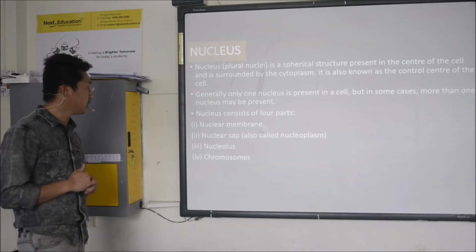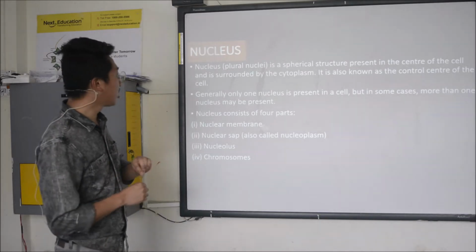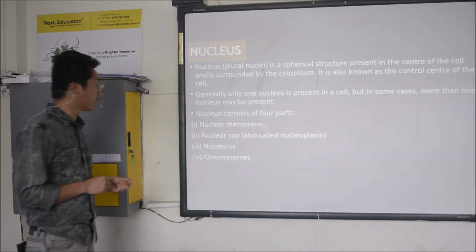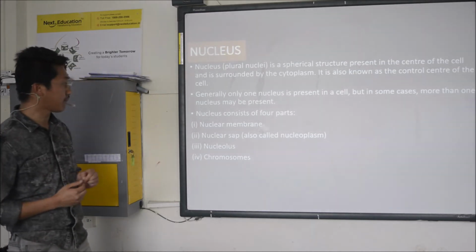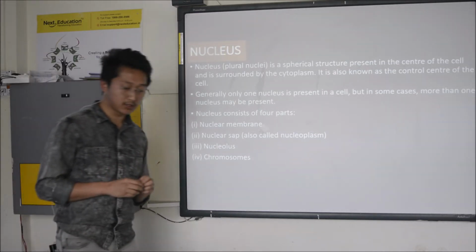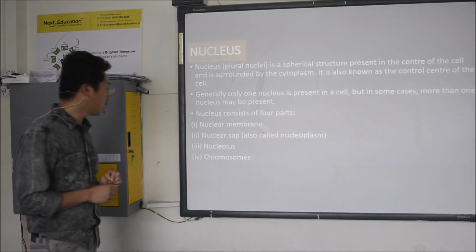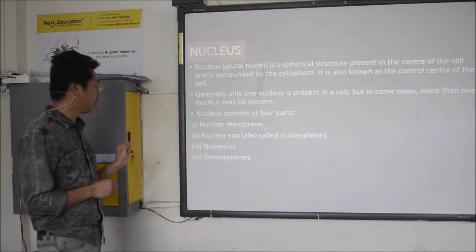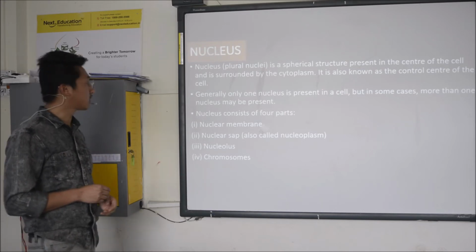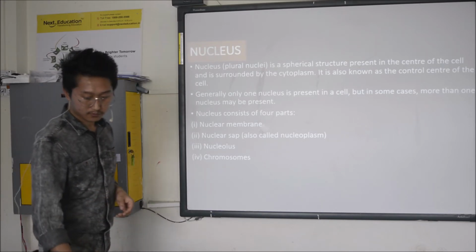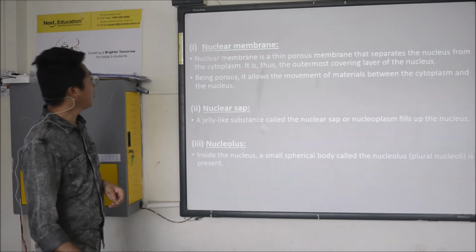The first one is the nuclear membrane, which is the outer layer of the nucleus. The second one is nuclear sap, the third one is nucleolus, and the fourth part is chromosomes. These are all the parts of the nucleus. Okay, so we'll see each one of them.